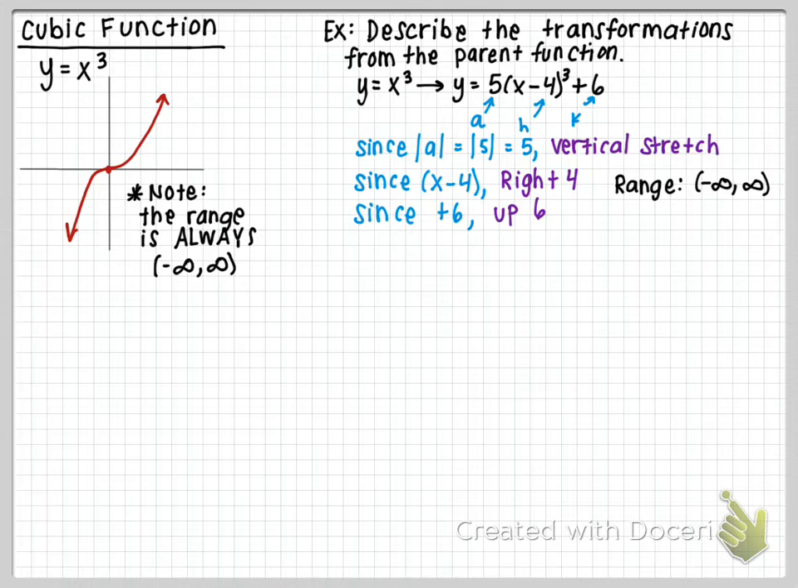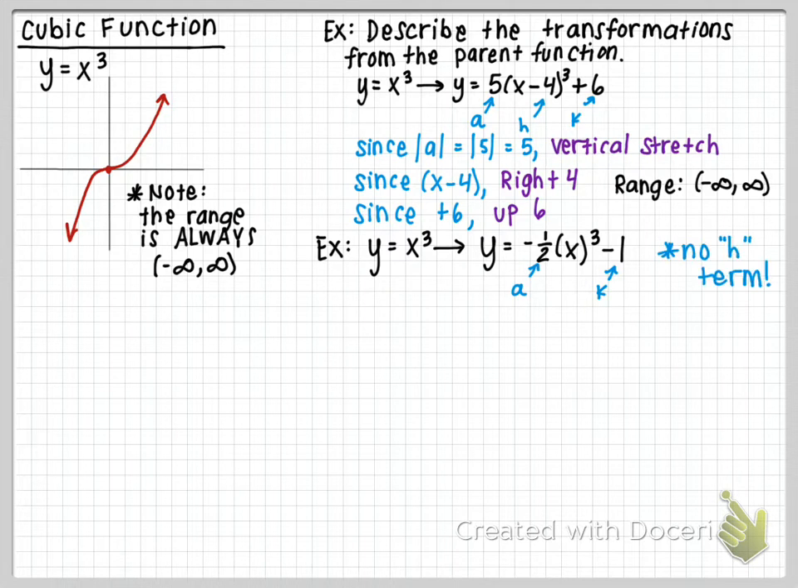Okay, let's try another one for cubic, and then we're going to do one for square root, and we will be done. Okay, so if I said describe the transformations from the parent function, if I said my parent function was x cubed, and all this crazy stuff happens to the x cubed, let's figure out what's going on. Can we label a, h, and k? Oh, wait a minute. There's no h, is there?